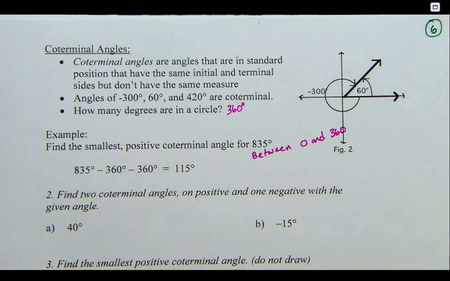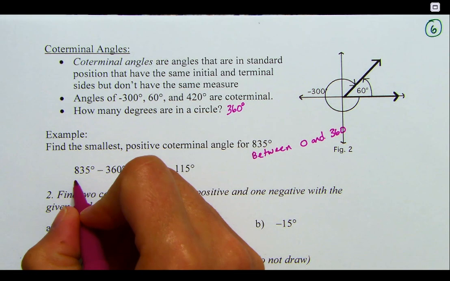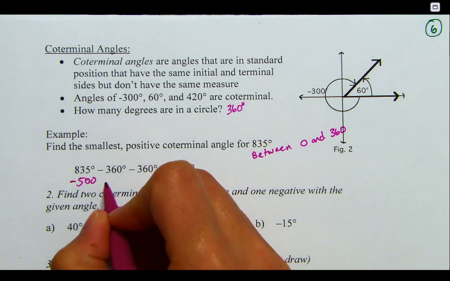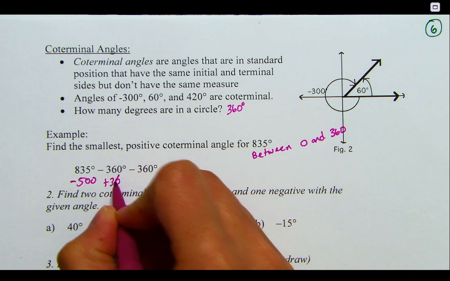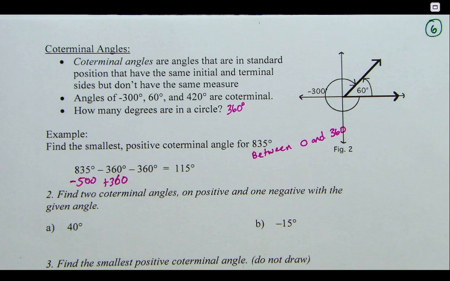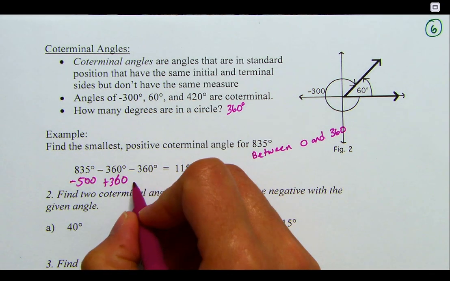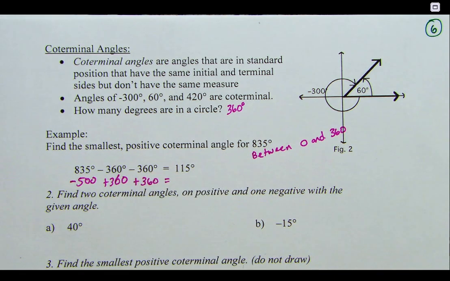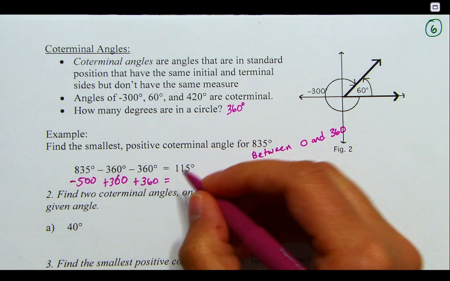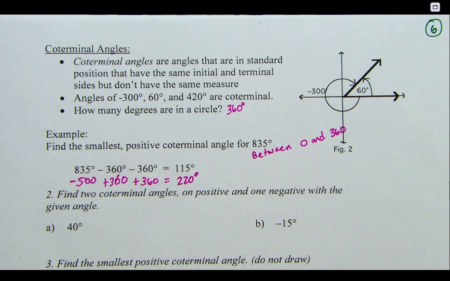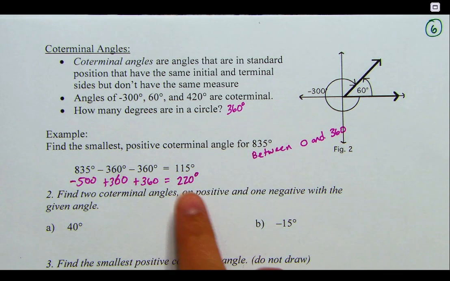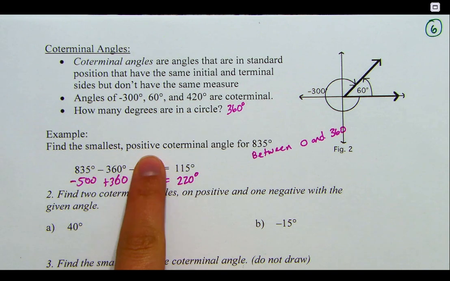So for example, let's say I had negative 500. Okay, so instead of subtracting, I would add 360. Oh my goodness, can't write today. 360. So negative 500 plus 360 would be a negative 140. So I'm not there yet, so I would need to add 360 again. So if I added 360 one more time, that would be 220 degrees. So the negative 500 and this 220 are coterminal, and the 220 would be the smallest positive coterminal angle.